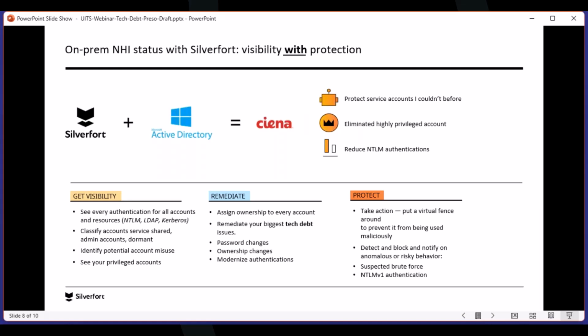So the biggest thing I would say related to non-human identities within this ecosystem is your ability to take action on them. And what I mean by action is real action, real runtime action, not something where I saw something in a log and something did a bad thing and now I want to go back and remediate it. I mean, you can create a virtual fence around something.